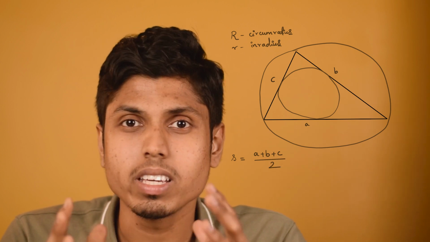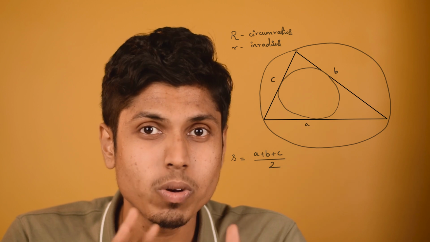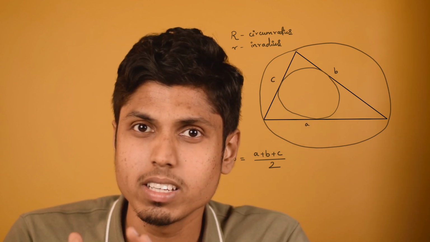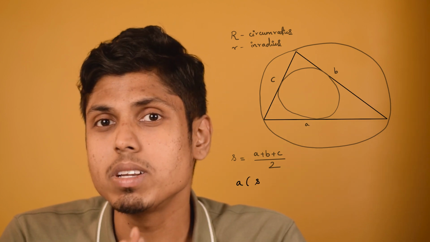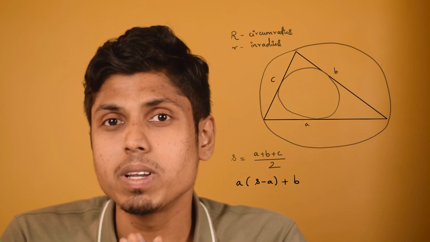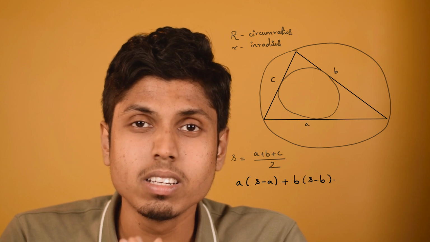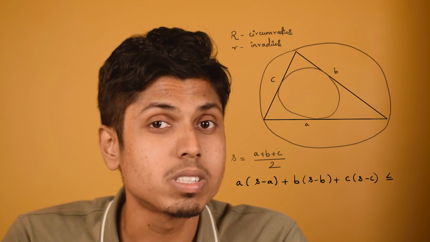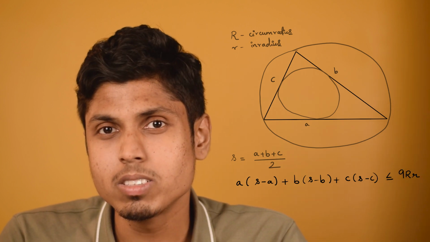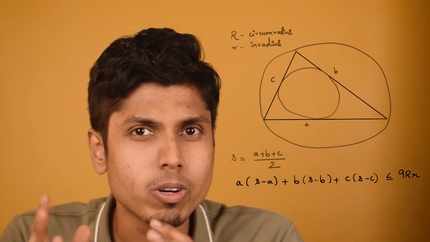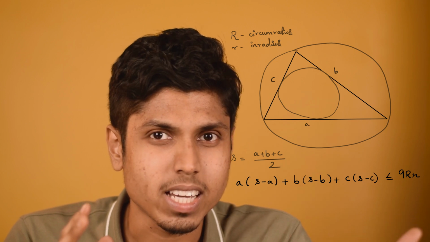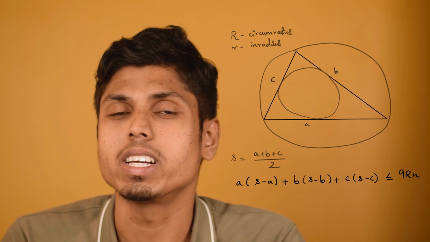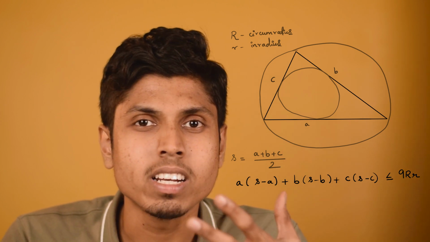Now we have the inequality that needs to be proved, which goes like a times (s minus a) plus b times (s minus b) plus c times (s minus c) needs to be proved less than or equal to 9 times capital R times small r. So this inequality is a bit weird because the LHS is relating the sides, whereas the RHS is relating the circumradius and inradius of the triangle. Now how can we compare these two?